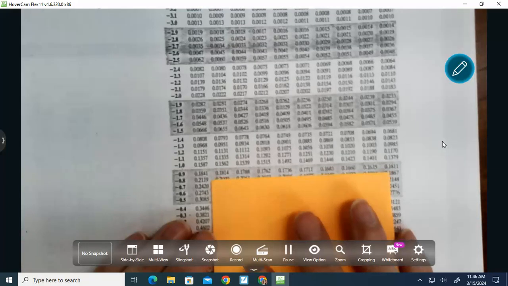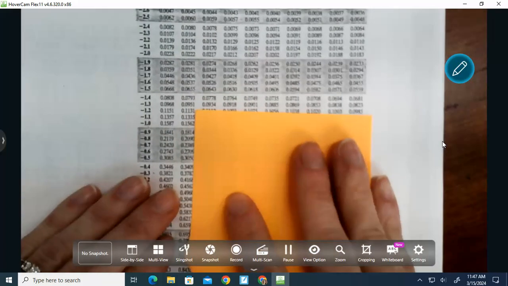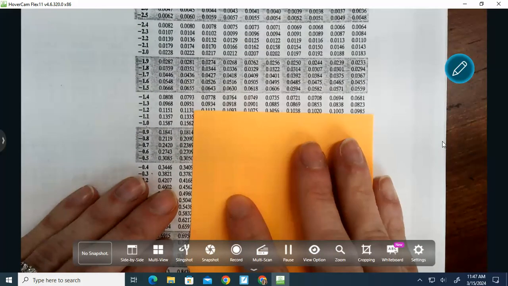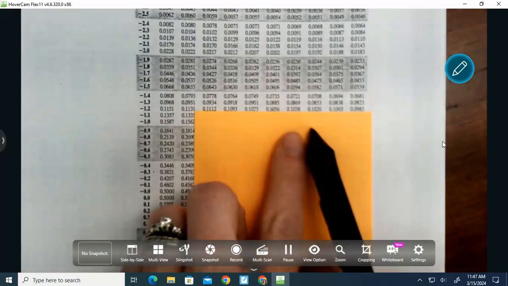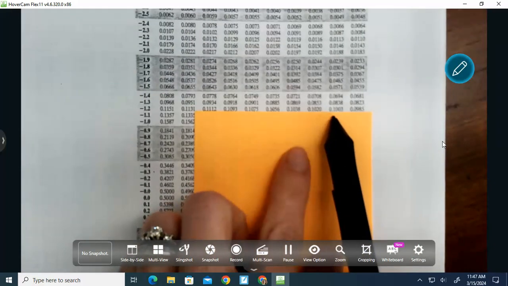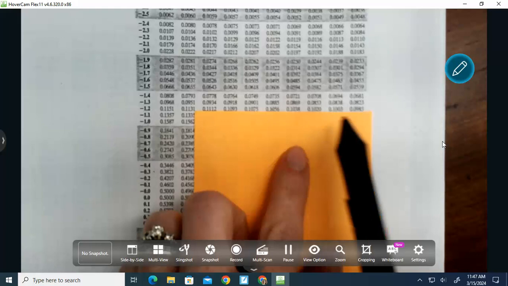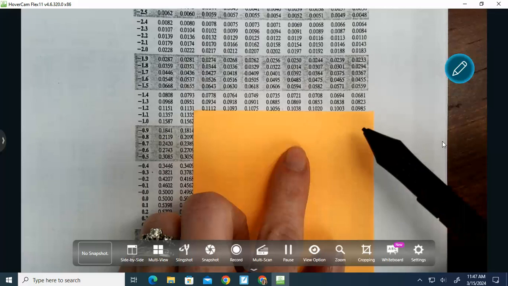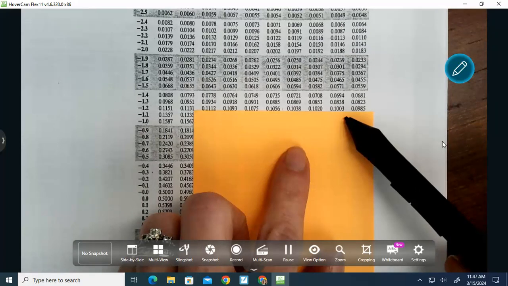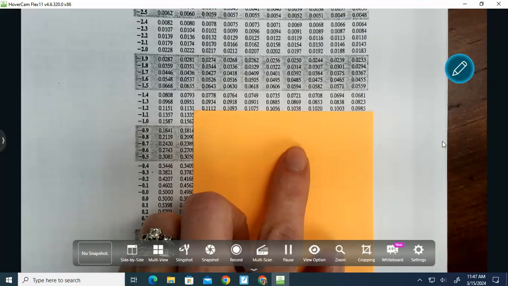Okay, and where are we? So I'm looking in my table, so we have a 0.0985. 0.0968 is closer. What about 0.1003? Is there anything closer than 0.1003? No. Does everybody see that number in your table?